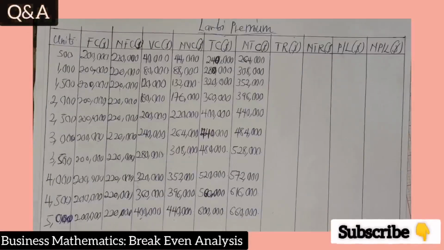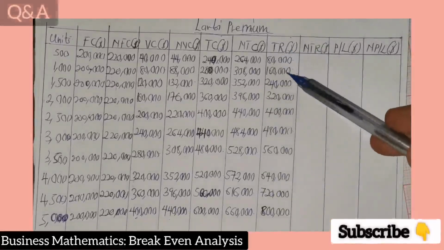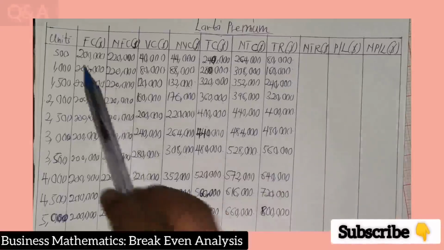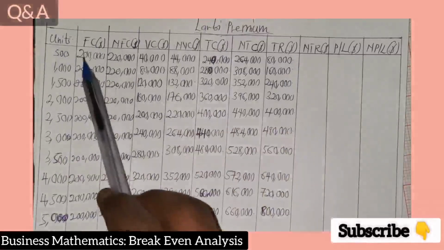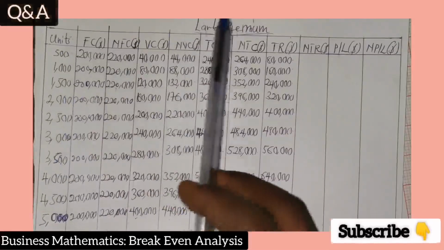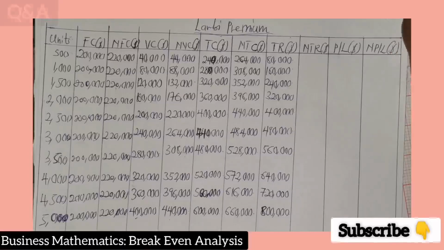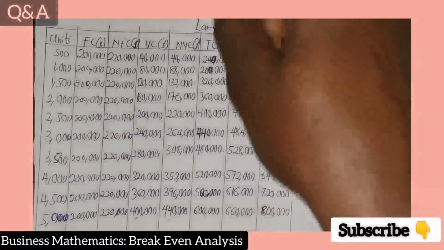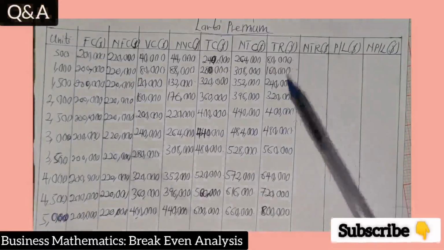Okay, there we go. Then I have my total revenue. It is a result of my various outputs multiplied by my unit selling price of what? 160, sorry, $160 per unit. So I'll multiply the $160 per unit by my units, and I'll get my total revenue.